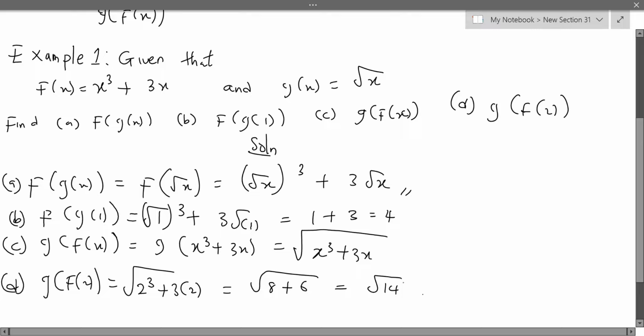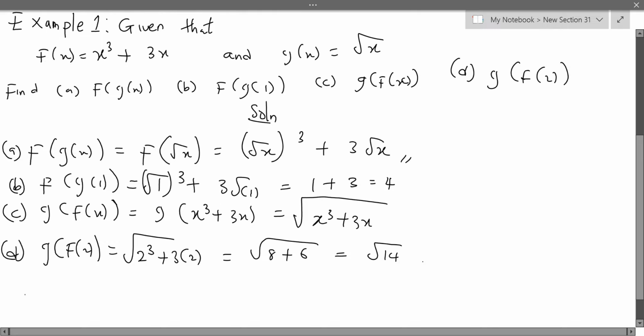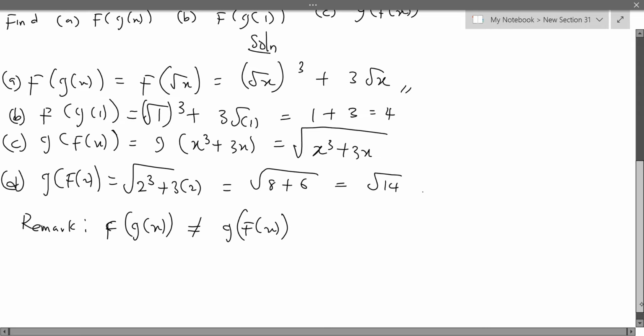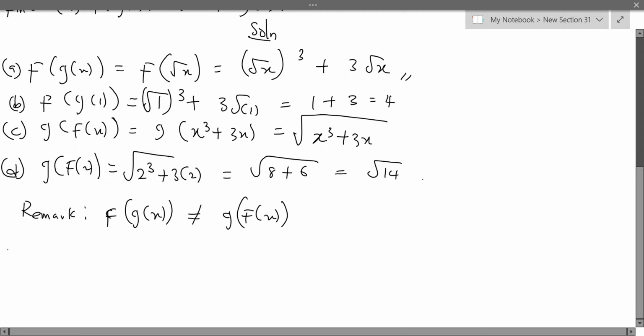So I want you to observe something, like a remark. You should observe from here that f of g of x is not the same as g of f of x. So they are not the same. If you do f of g of x, don't think that it will be the same as g of f of x. It is usually different. Alright, so let's do another example.